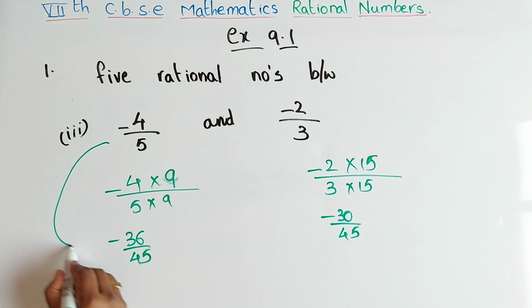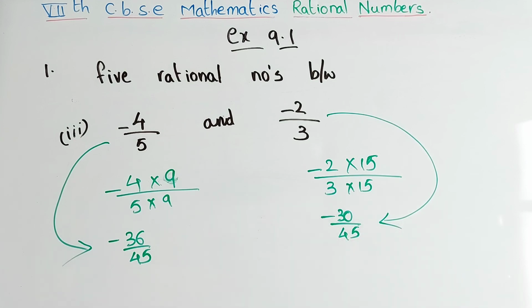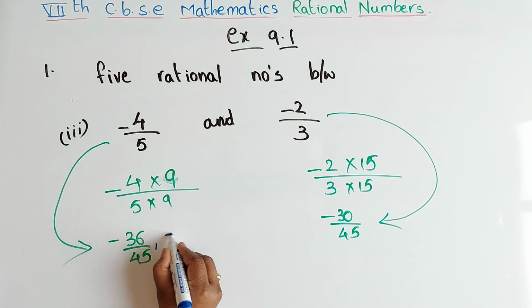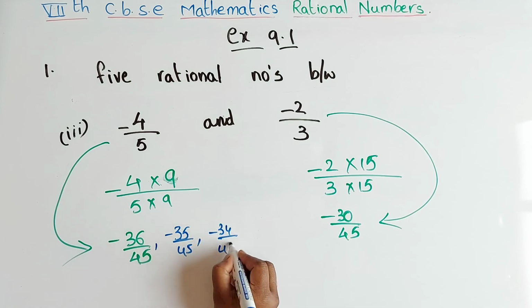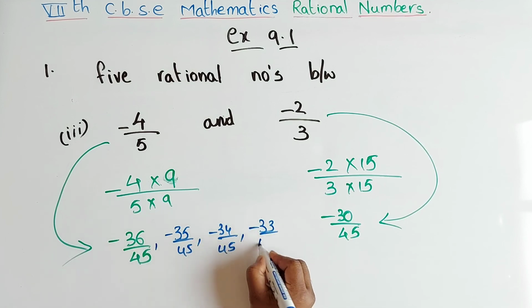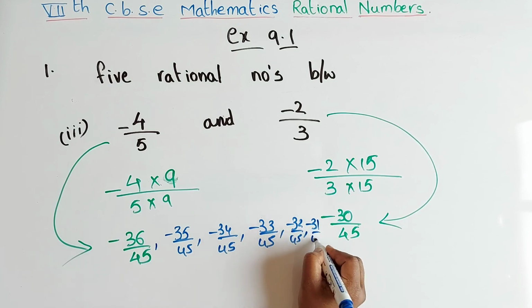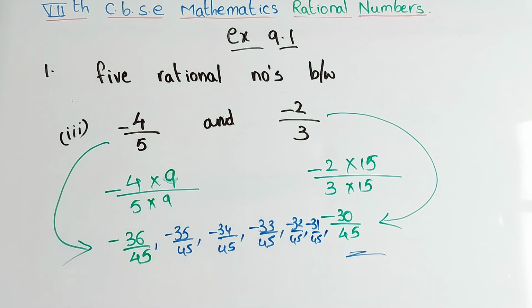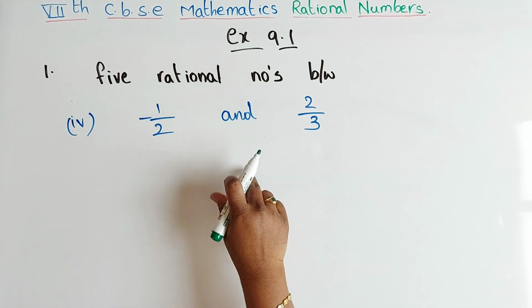Now minus 4 by 5 became minus 36 by 45 and minus 2 by 3 became minus 30 by 45. Now in between we can write 5 rational numbers. Minus 36 by 45, minus 35 by 45, minus 34 by 45, minus 33 by 45, minus 32 by 45, minus 31 by 45, and here we have minus 30 by 45 children, right? Fourth question children, minus 1 by 2 and 2 by 3.